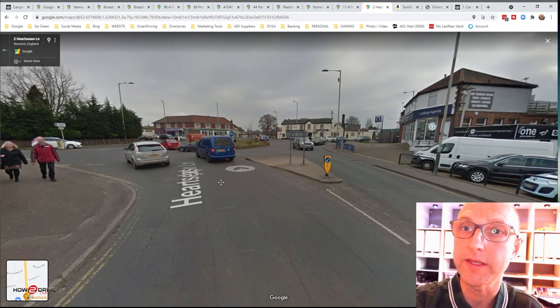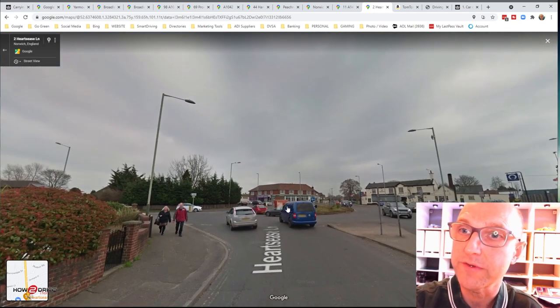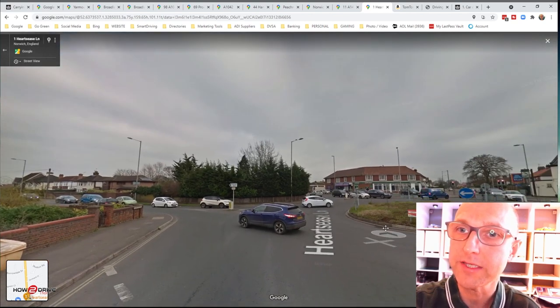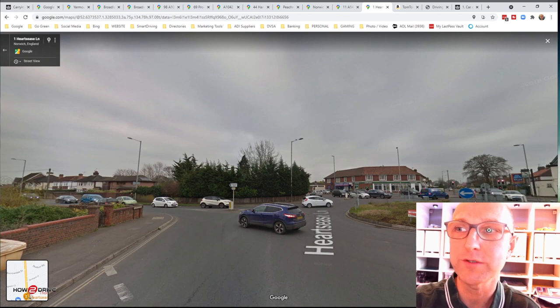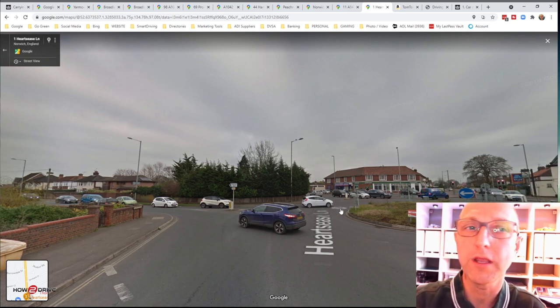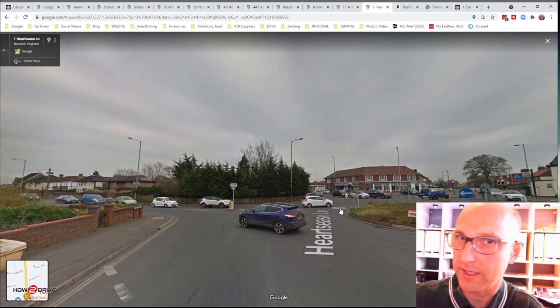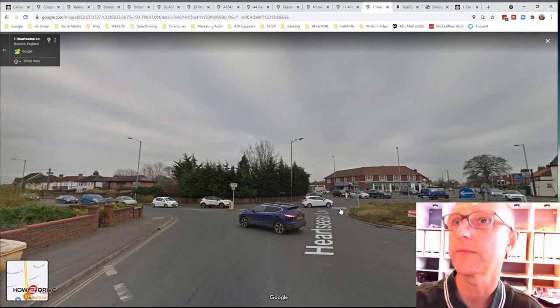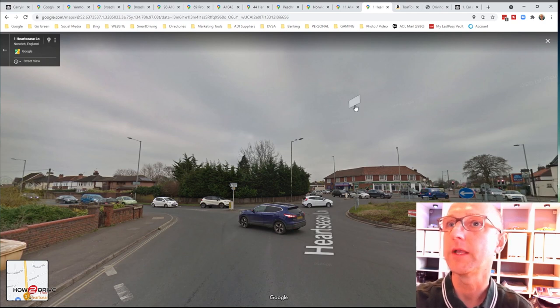So I'd be where this blue van is. And for the reason we said, because that's where I'm going. Because by the time I get here and I'm facing that way, that's where my car's facing. This feels right. So that's just a little local nuance of knowing this particular roundabout. Okay, so that's that one.